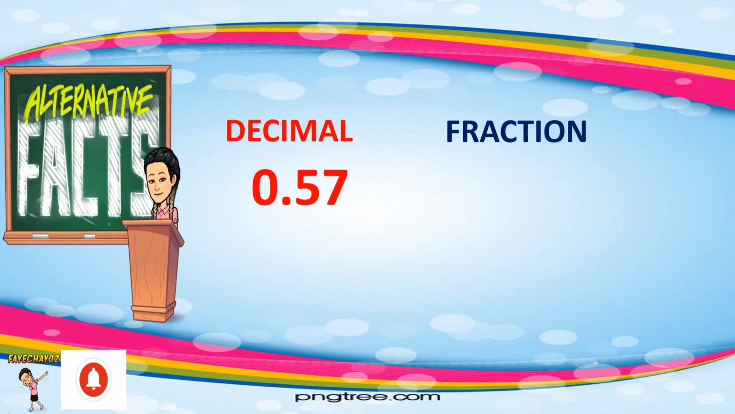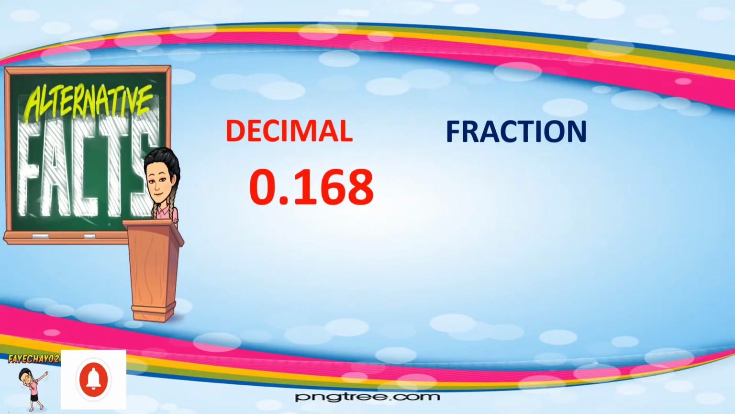0.57, or 57 hundredths. So again, 57 will be the numerator, and since the smallest place value of the decimal is hundredths, the denominator of the fraction is 100. So 0.57 can be written as 57 hundredths.